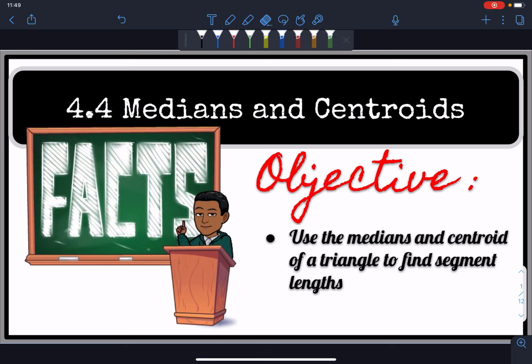Welcome to this video titled Medians and Centroids. In this video, I'm going to define what a median is, define what a centroid is, and show how we can use them to figure out the lengths of segments and different parts of segments on a triangle. Let's begin by going over the definition of a median.